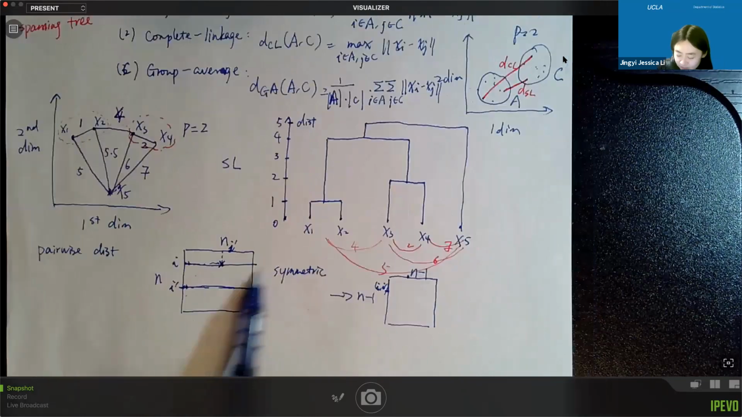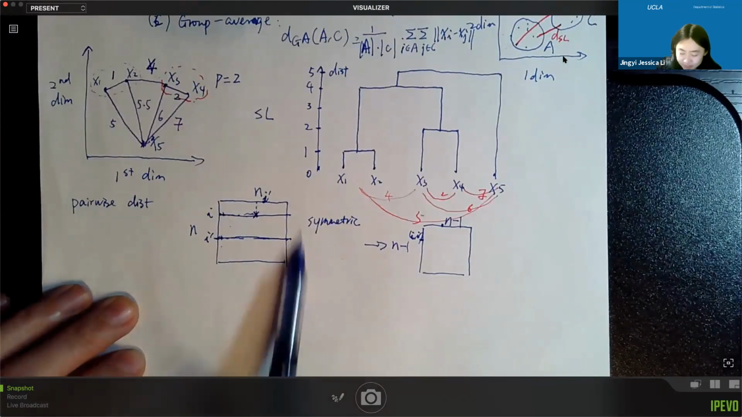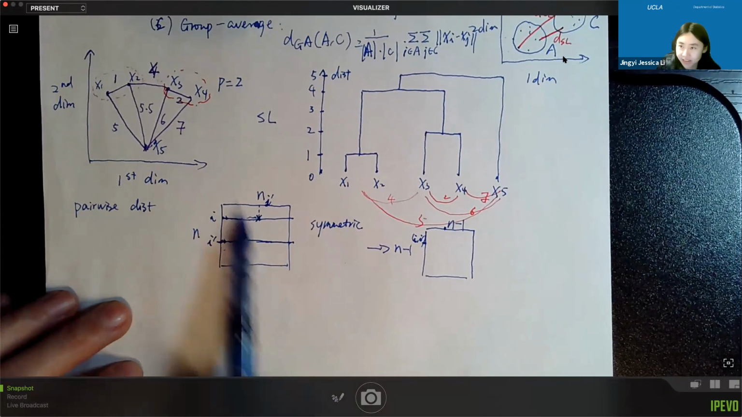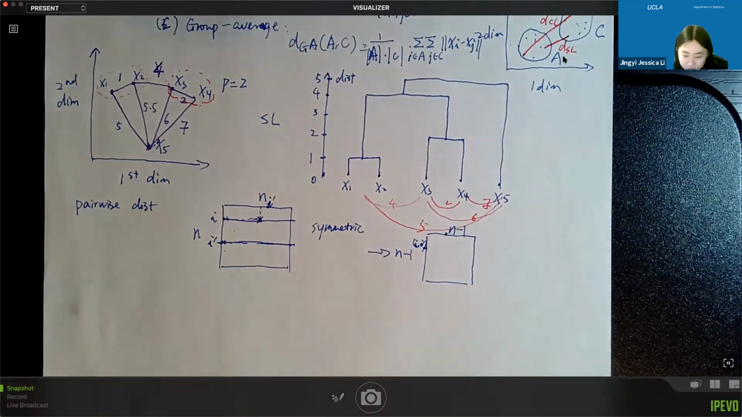Bear in mind that we'll come back to this pairwise distance very soon. For now, just know it's an n by n matrix and it's symmetric. And also every entry is non-negative, right? That's the definition of distance.